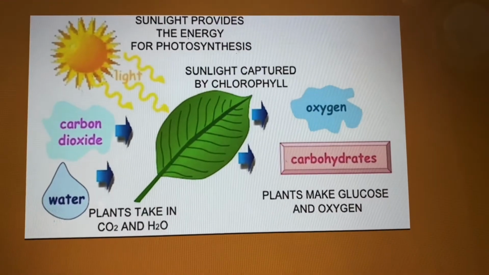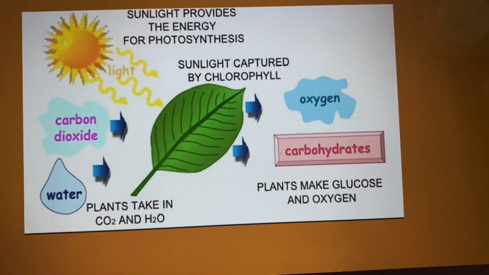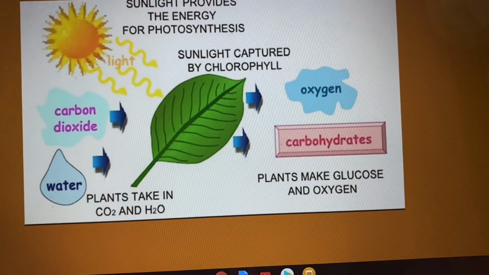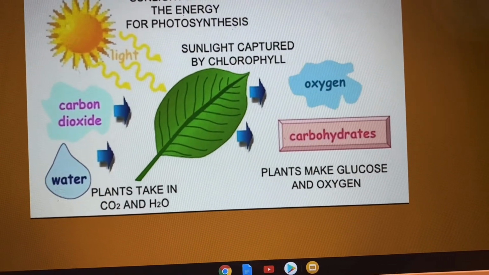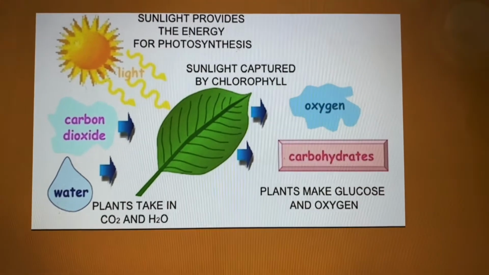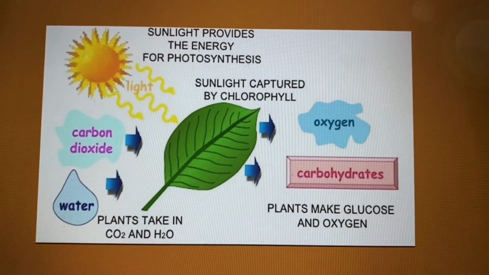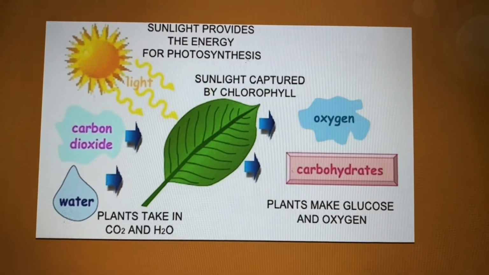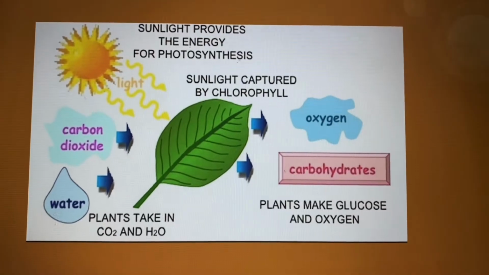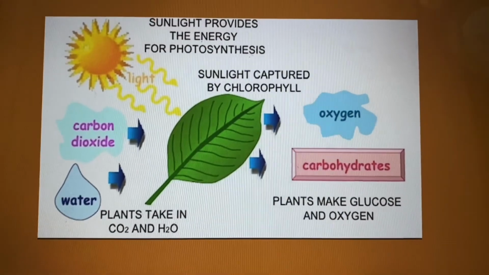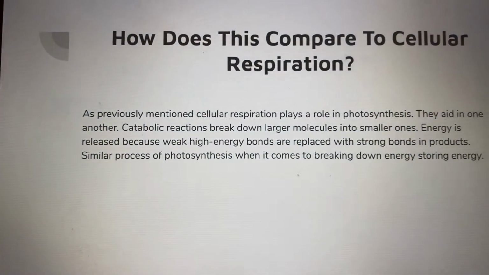Here is a graphic of the process of photosynthesis. It shows the energy from the sunlight and carbon dioxide, as well as water, going into the plants, and how it goes through the leaves and through the process, and out comes oxygen and carbohydrates, and the plants make glucose as well.